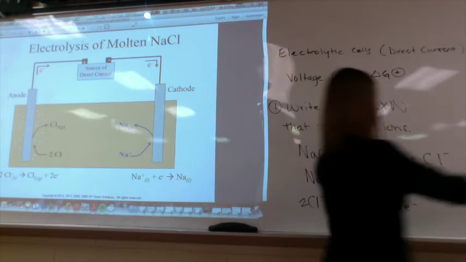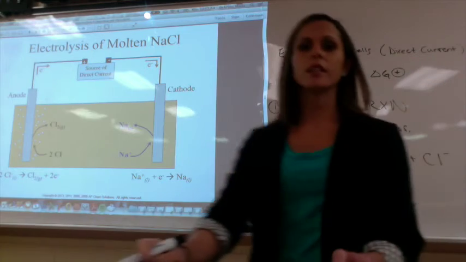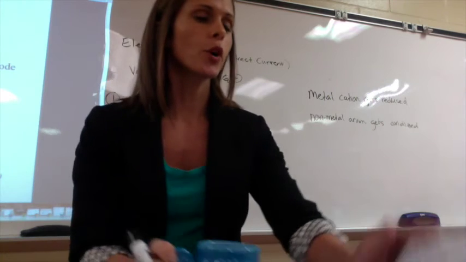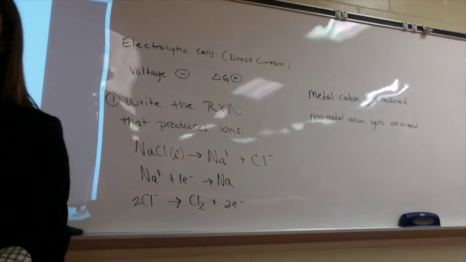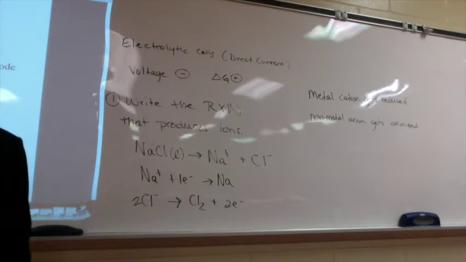Okay, so I'm going to write that down. The metal cation gets reduced, and the non-metal anion gets oxidized. That's always going to be the case, right? When we did our last homework questions, where we had to underline what gets oxidized and what gets reduced, that was sort of prepping you for what's happening right now. That should just make sense to you.